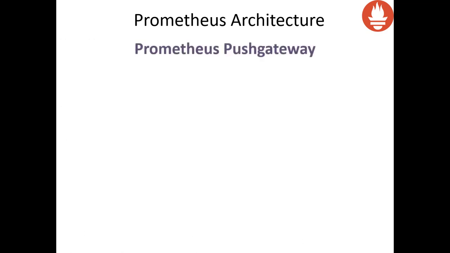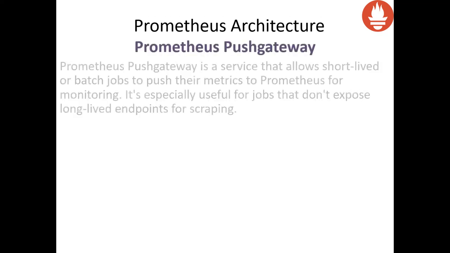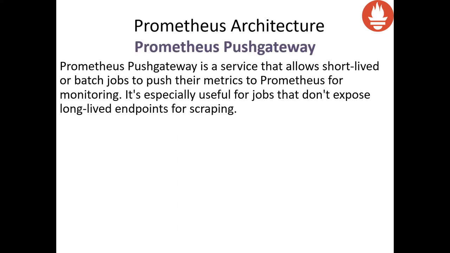Now, the next component is Prometheus Pushgateway. So with the Prometheus Pushgateway, the batch workloads with the help of client libraries come to the Pushgateway, and then these metrics are scraped by the Prometheus server. The Prometheus Pushgateway is a service that allows short-lived or batch jobs to push their metrics to Prometheus for monitoring. It's especially useful for jobs that don't expose long-lived endpoints for scraping.